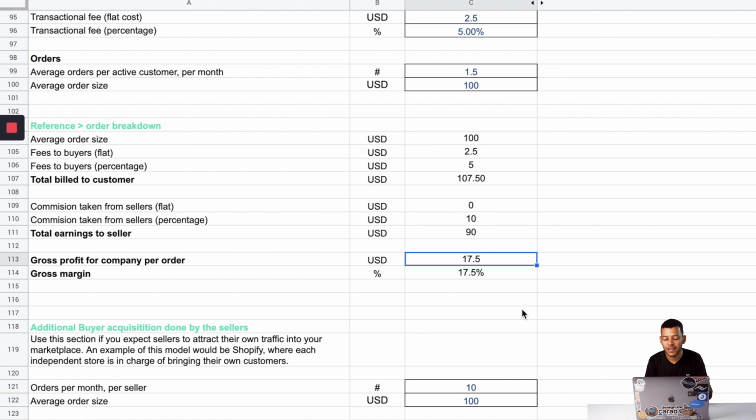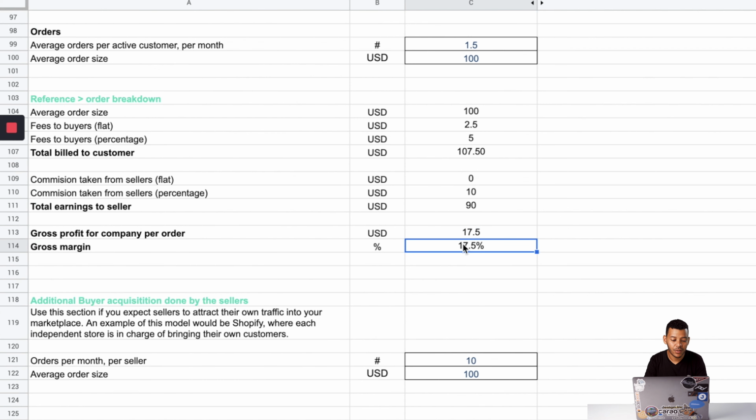My bad. Sorry, that was not 18. So the gross profit for the company per order is 17.5, which is what you're charging the sellers, so the commission that you're taking from them, and what you're charging the buyers on top of the original price. So the original order is 100, but you're charging 107, you're getting 17.50 back. That's a 17% gross margin per order.